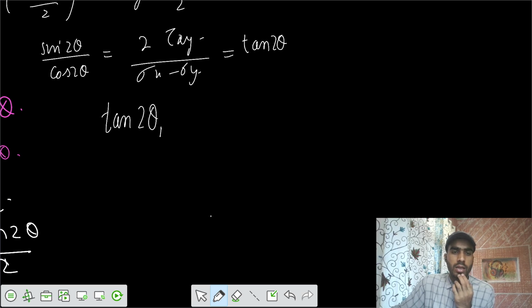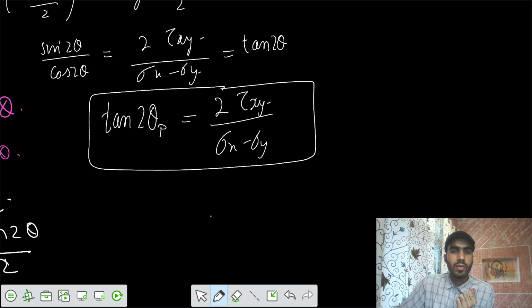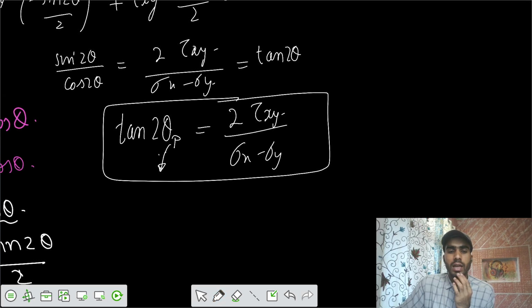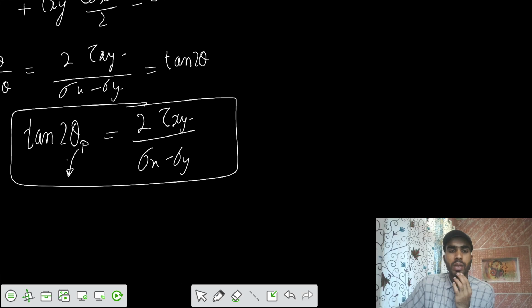So we can name it, we can write tan 2 theta p equals 2 times tau xy over sigma x minus sigma y. What does this p mean? Let's say on this particular plane, we want to find the value of shear stress. Then I will tell you what this p means.